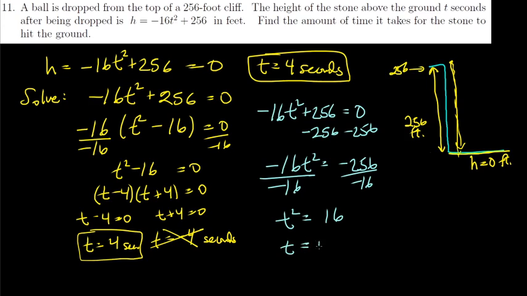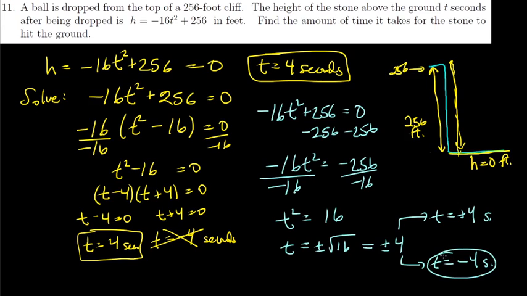So take the square root of both sides. Don't forget the plus or minus. So t is plus or minus the square root of 16, but the square root of 16 is 4. So you can see we get the same two answers as before, right? We get t is equal to positive 4 seconds, and t is equal to negative 4 seconds. But we're going to ignore the negative 4 here, right?